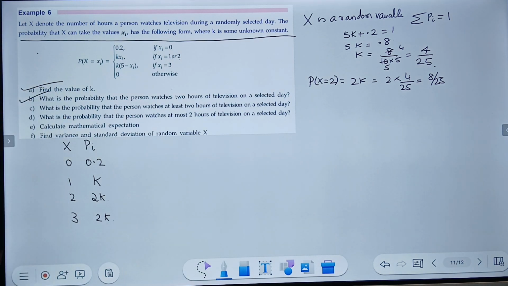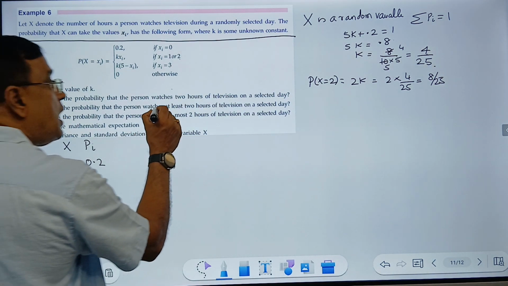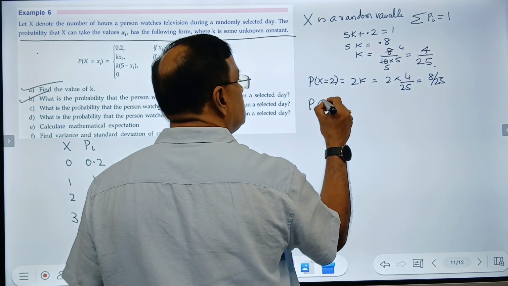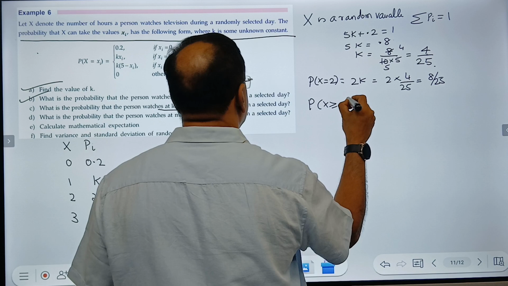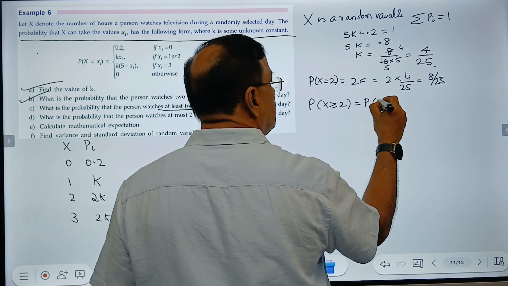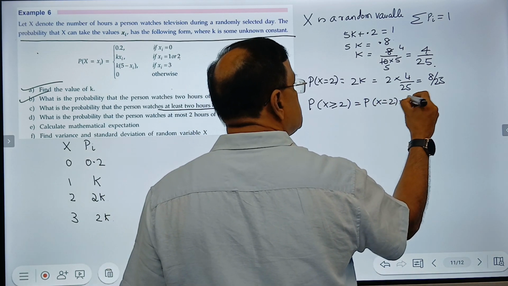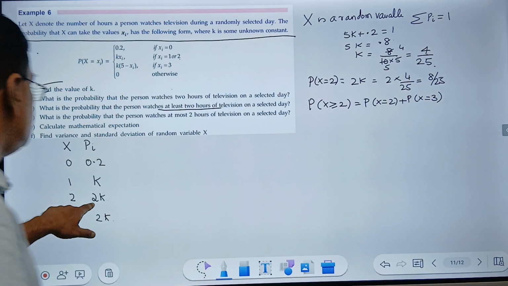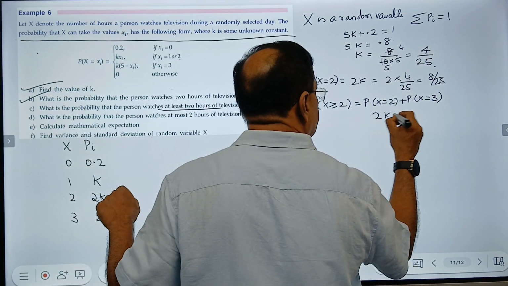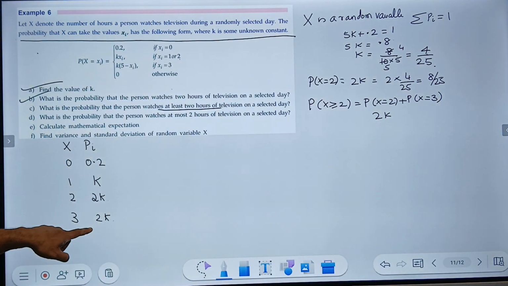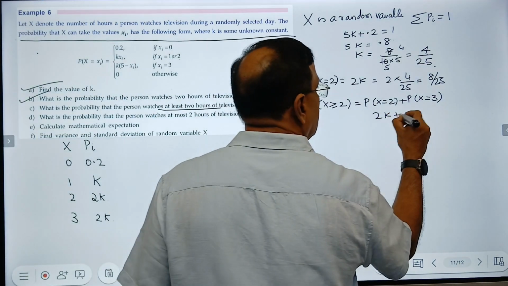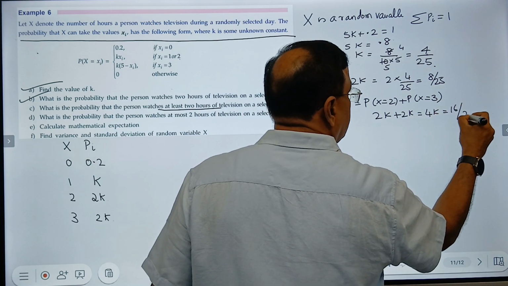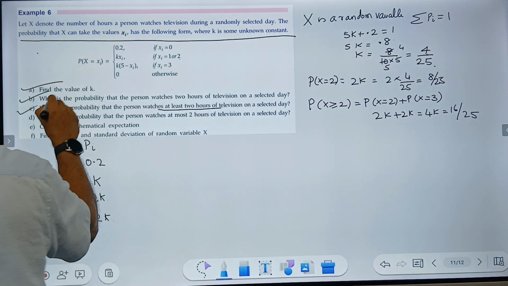What's the third subdivision? What is the probability the person watches at least 2 hours? What do you mean by at least 2? At least 2 hours means greater than or equal to 2. That is P of x is equal to 2 plus P of x is equal to 3. Now P of x is equal to 2 is 2k, and P of x is equal to 3 is also 2k. So it is 4k, which is 16 by 25. So the third subdivision is completed.